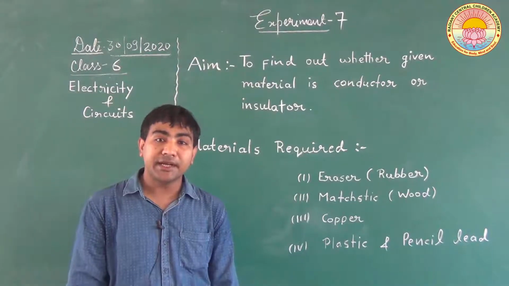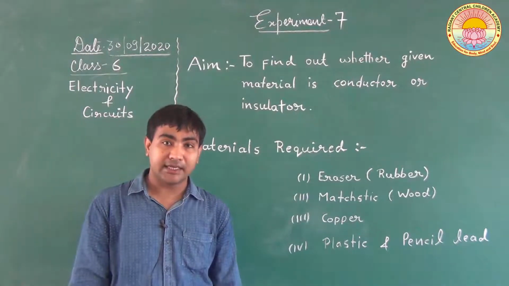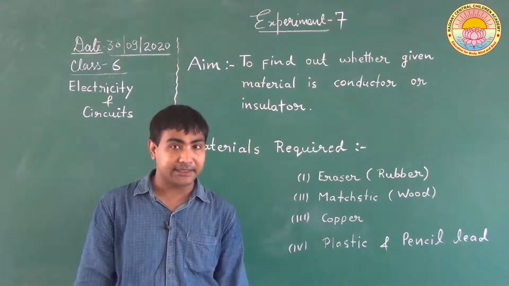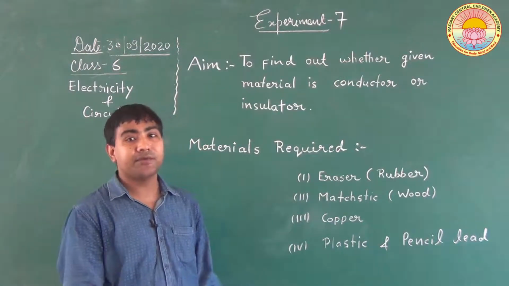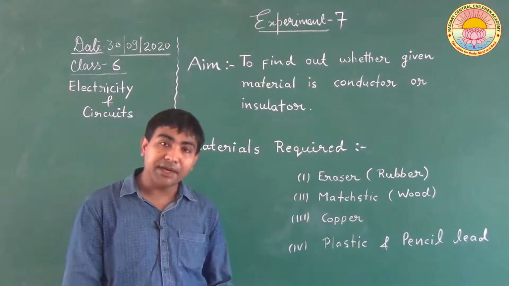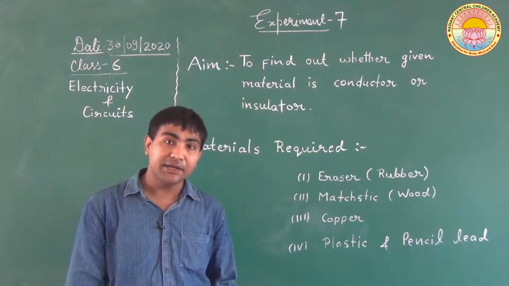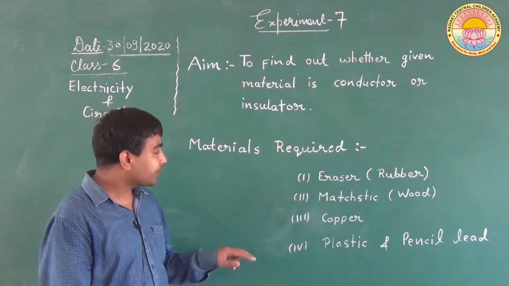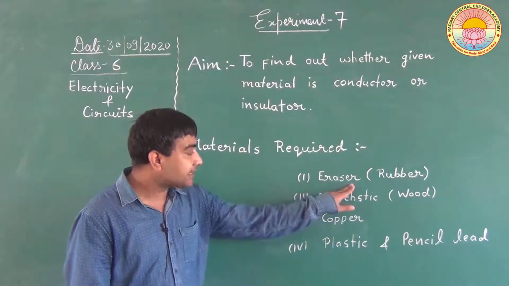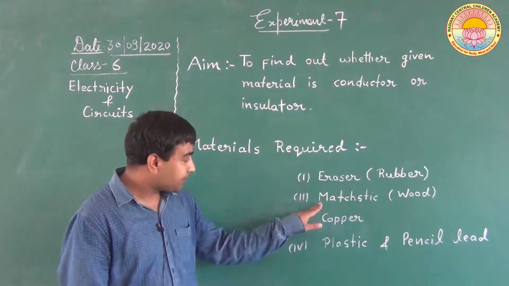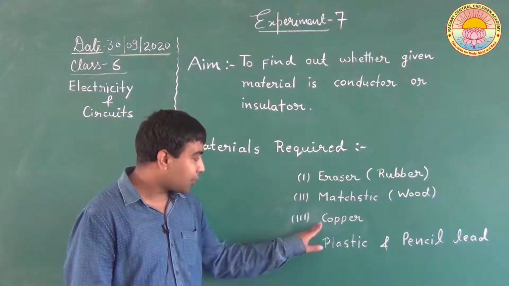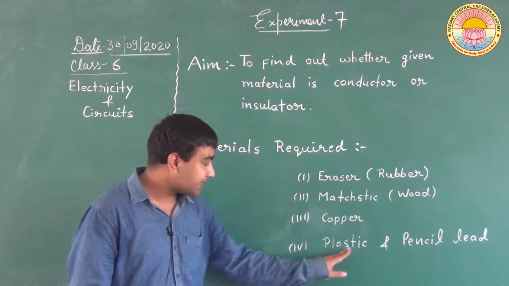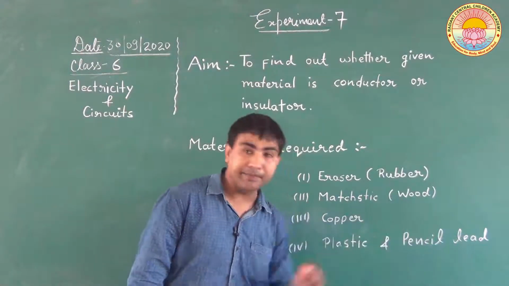Today we will conduct an activity of class 6, chapter 12, electricity and circuits. In this activity we will find out whether the given material is conductor or insulator. For this activity we need eraser, matchstick, copper and copper, plastic and pencil lead.